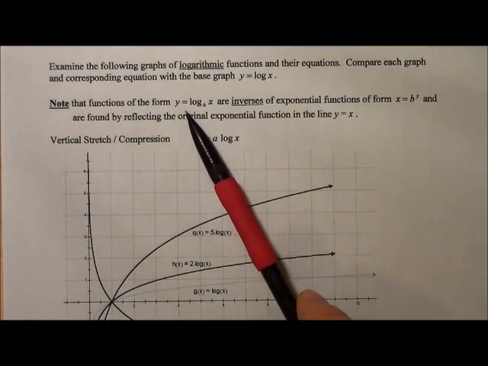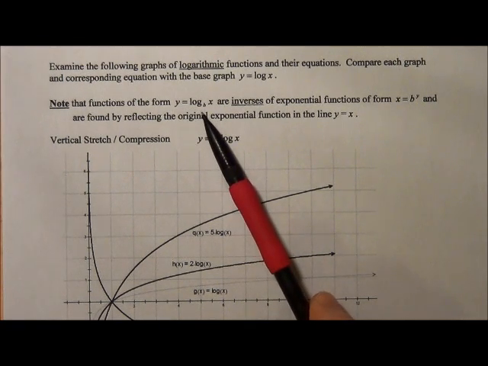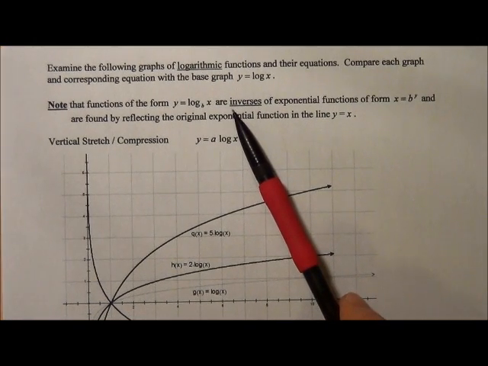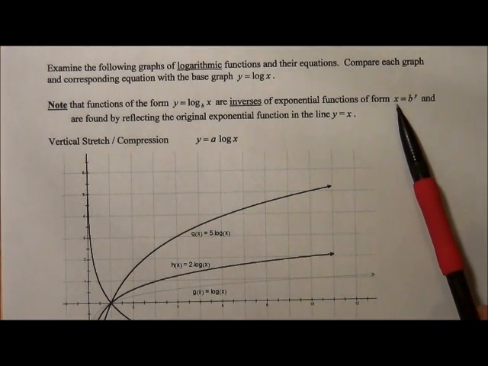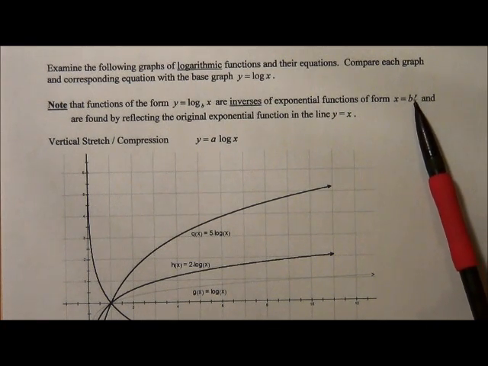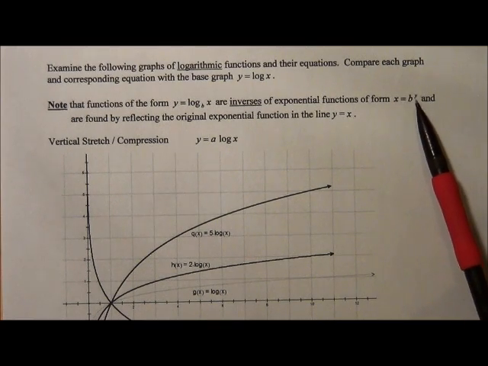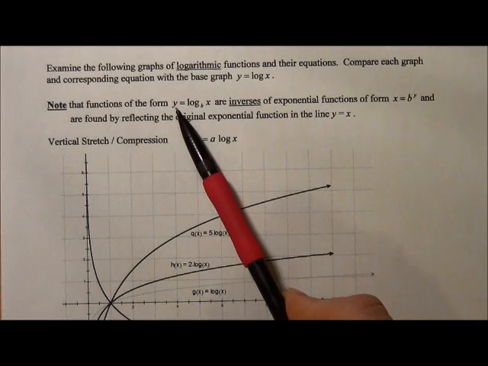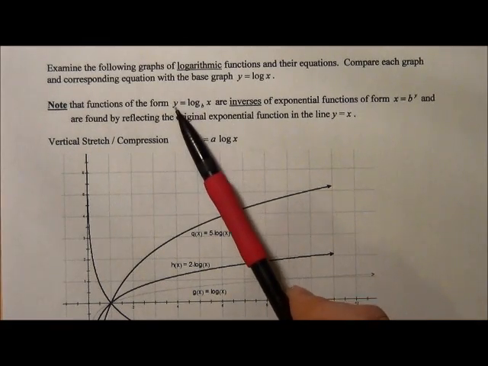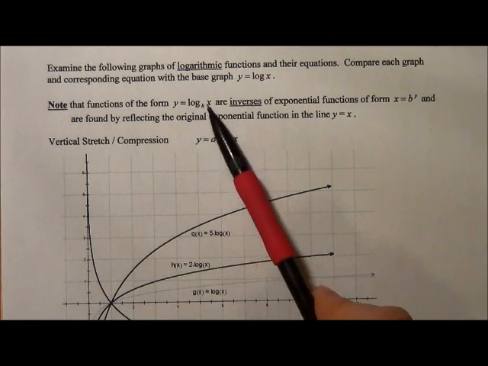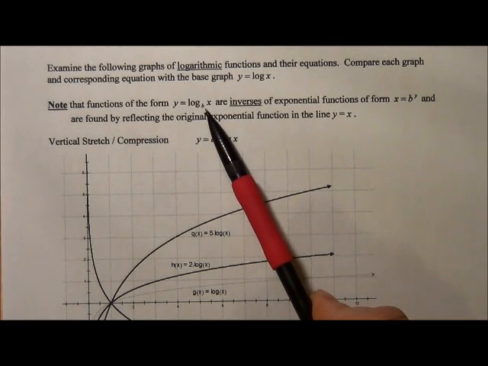However, realize that the function y equals log of x to some base b, these are all inverses of the function of the same form, x equals b to the y. Remember that y here is the exponent, and logarithms are nothing more than exponents. So if this logarithm equals y, and we know that y is the exponent, then that means that log of x to the base b is an exponent.